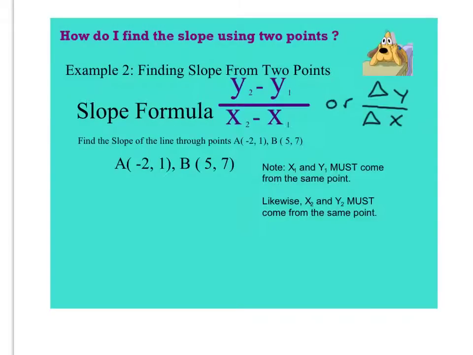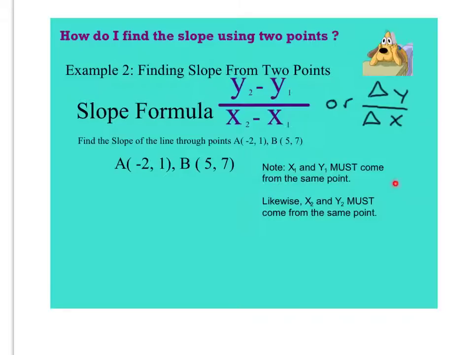Alright, so here in example 2, we're going to find the slope. Instead of using a graph, we're going to use 2 points. And we're going to use this slope formula here. It's called y2 minus y1 over x2 minus x1. Or you can call it change in y over change in x, but you'll really need to know this one: y2 minus y1 over x2 minus x1. That's something that you will want to memorize.